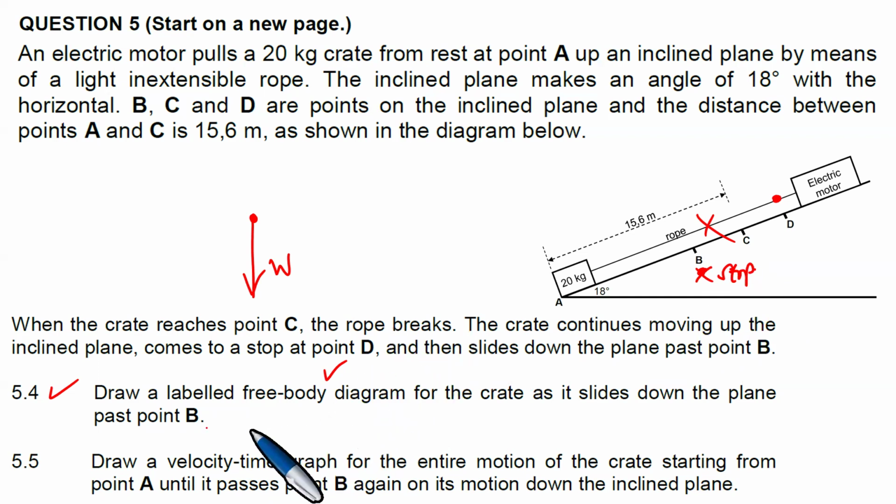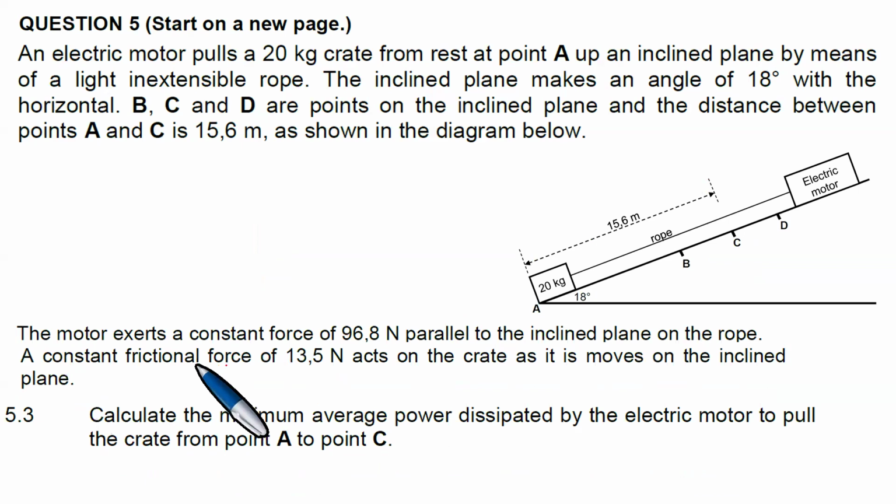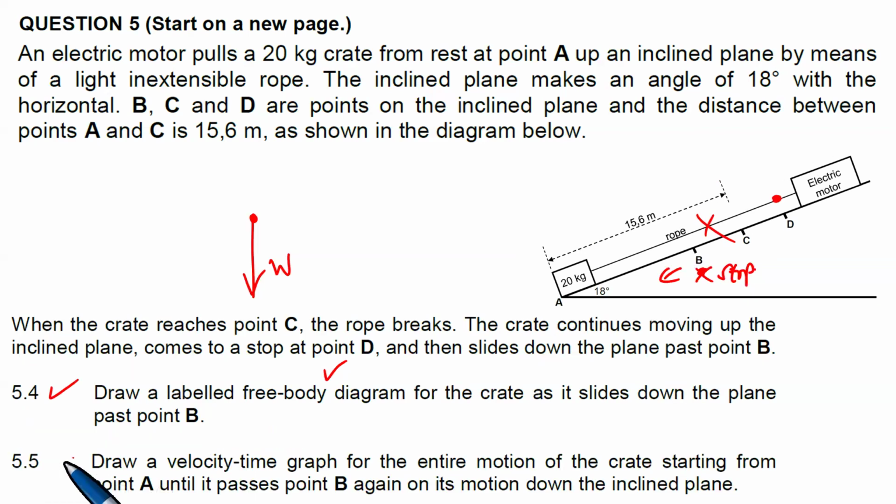Okay, now you need to draw a labeled free body diagram for the crate as it slides down the plane past point B. So a couple of things, but its weight is there. But understand that we know very well that there's been friction all the way. A constant frictional force acts on the crate as it moves on the inclined plane. So you had 13,5 friction.